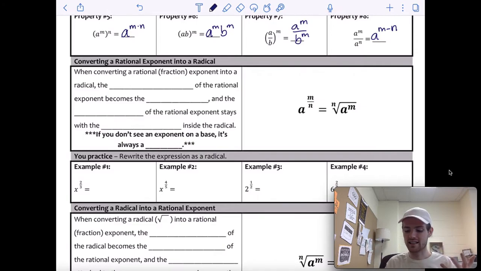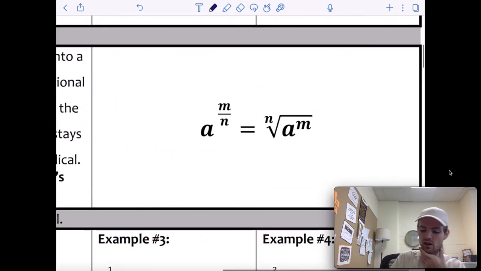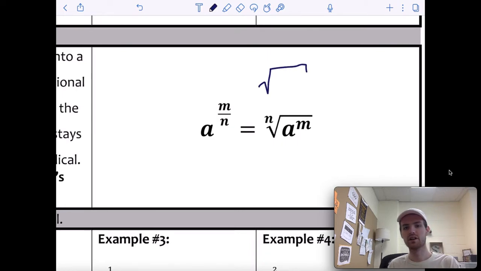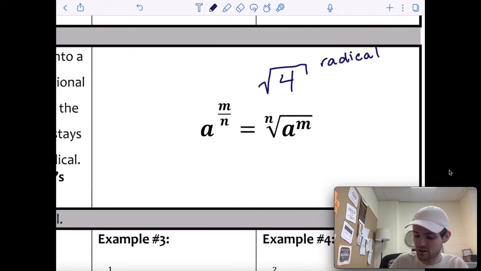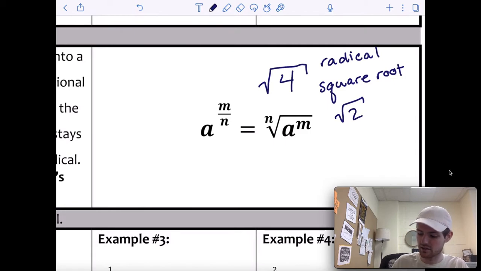We're going to start talking about radicals. Radical is this fancy symbol drawn like this. Typically what that means is if we have the radical of 4, it's called the radical, or a lot of times we call it the square root. So what's the square root of 4? It is 2. It's like the opposite of a power.